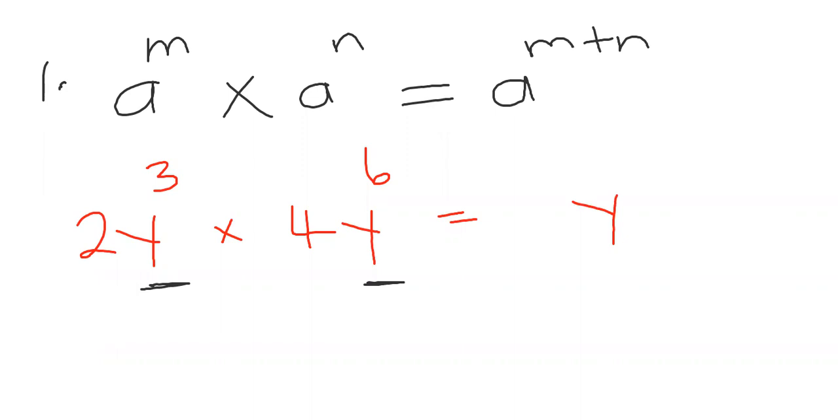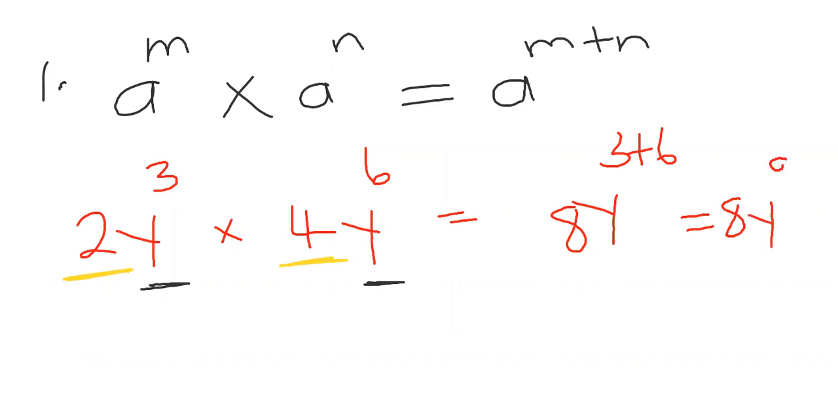But now, because you have coefficients here, you have to work out those coefficients. You are multiplying the 2 by the 4, and we get an 8. So you put it there. So your 8 is going to be the coefficient of y. Then we go to our powers. We add our powers, 3 plus 6. 3 plus 6 gives us a 9. So your final answer is 8y to the power 9. That's how we use that first rule.